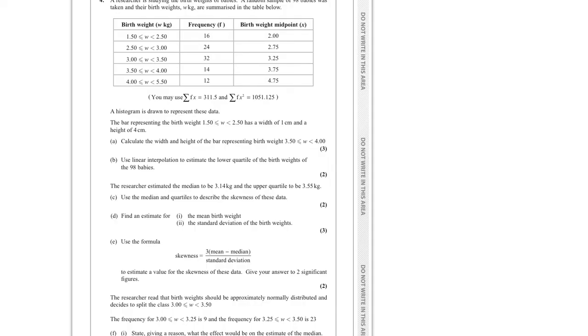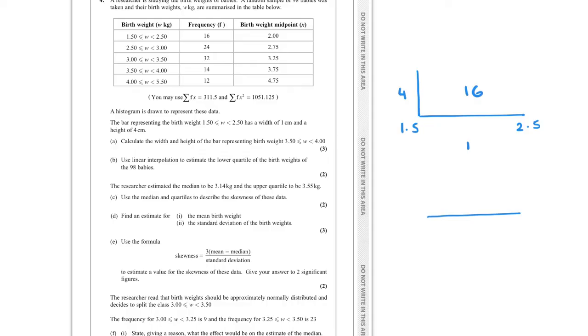Okay, question 4. A histogram is drawn to represent this data. So the bar representing birth weight. Okay, so if you think about, like, on the histogram bar, you know that the bar is between 1.5 and 2.5, yeah? So our width is technically 1, right? And our frequency is 16. So what would be our frequency density? Maybe 16 times 1 and the height is 4. So technically 1 times 4 equals 16. Yeah? Because our frequency is 16.